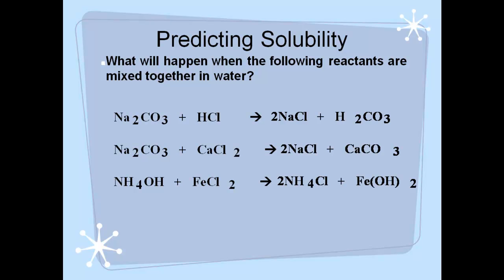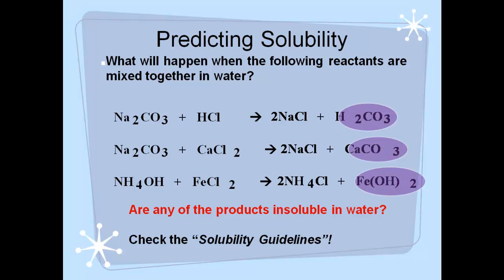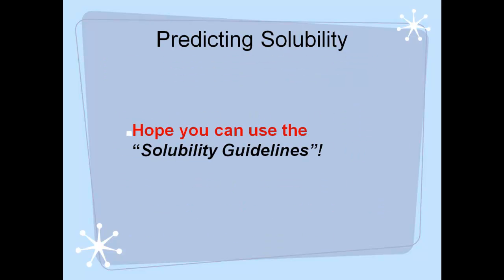Balance your equations. Now, using solubility guidelines, you should have been able to choose that H2CO3 is insoluble, calcium carbonate is insoluble, and so is iron(II) hydroxide. These will all be in solid form when you mix the aqueous solutions together. So make sure you check your solubility guides for anything that will be in solid form as a product. So it's very important that you know your solubility rules. Make sure you memorize them, practice with them.